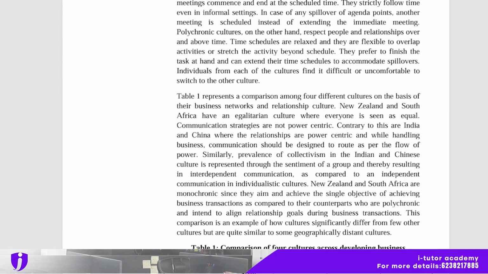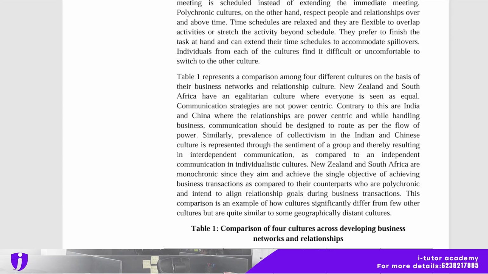And Table 1 represents a comparison among four different cultures on the basis of their business network and relationship culture. New Zealand and South Africa are egalitarian cultures where everyone is seen as equal. Communication strategies are not power centric. Contrary to this are India and China, where the relationships are power centric, and business communication should be designed to route as per the flow of power.